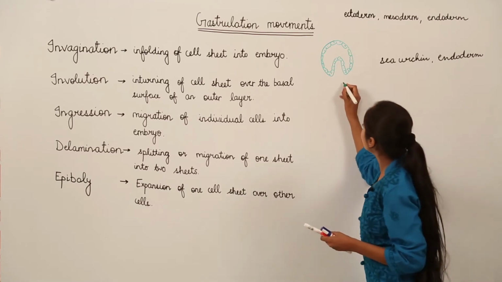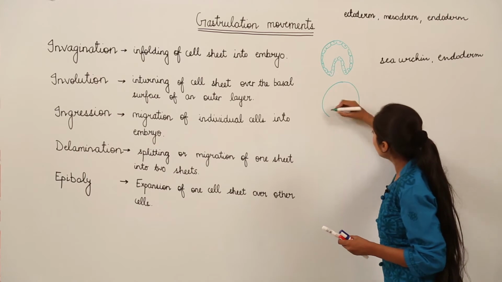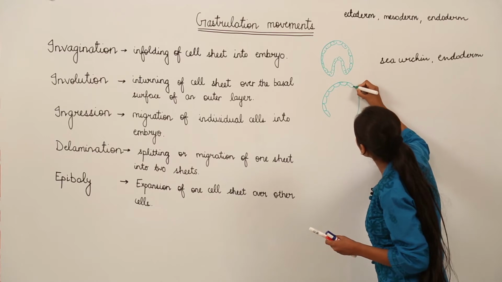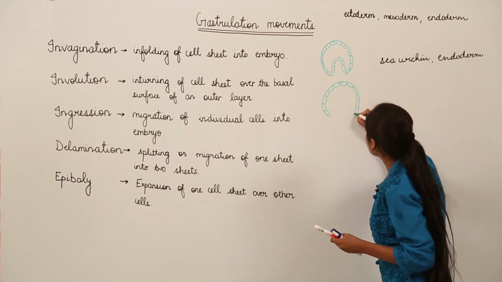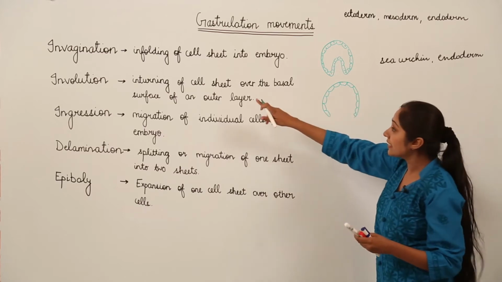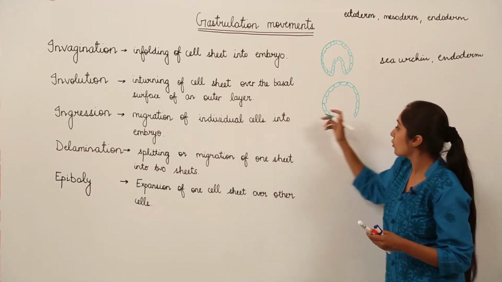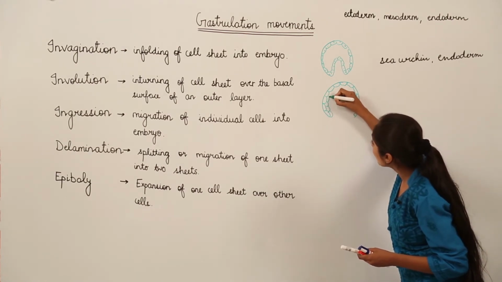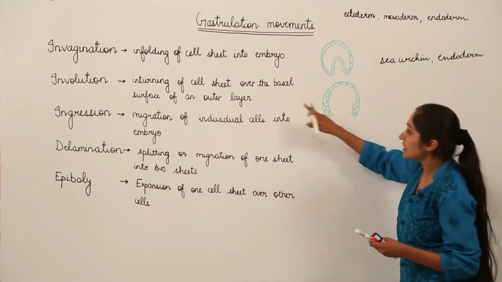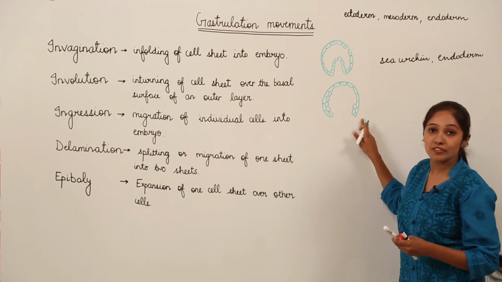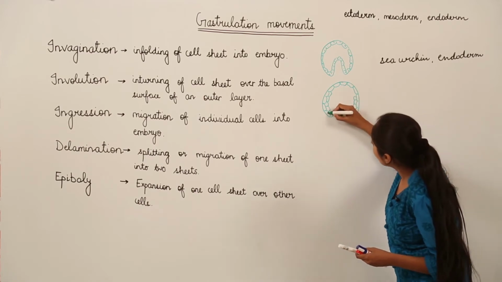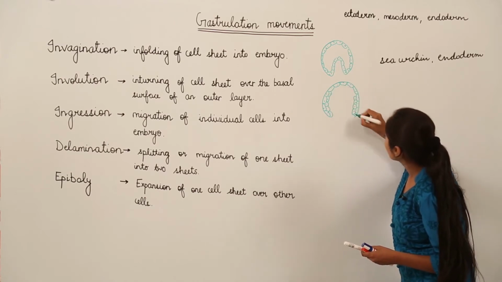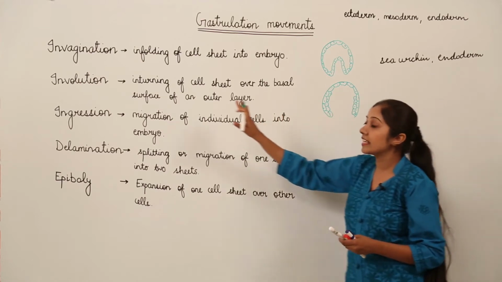What is involution? We have a cell layer. There are a few cells which I am going to draw. As you can see, what is going to happen? Here, the interning of cell sheet over the basal surface of an outer layer. So this is how they are going to intern, right? This is how I am going to show these cells. So interning of the cell sheet over the basal surface of an outer layer. Here you can show the cells, and here I am showing the nucleus of the cells. So this type of movement is known as involution.